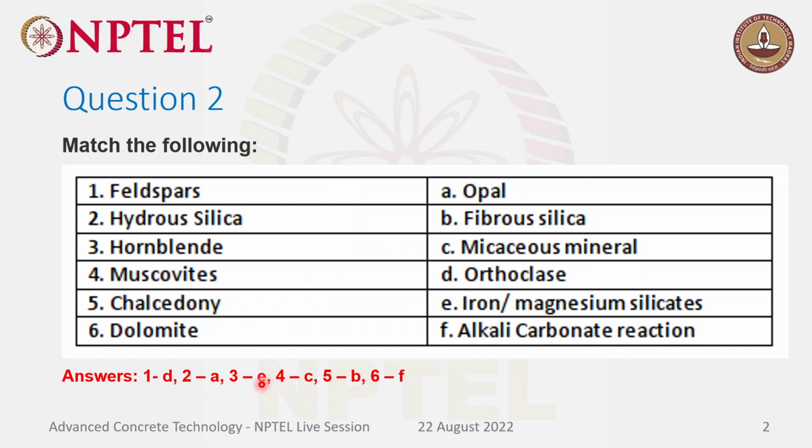So question 3, the correct option is option E. Hornblende is nothing but iron and magnesium silicates, and then 4 is C, because muscovite is a type of micaceous mineral. And then 5 I've already told, and dolomite is nothing but calcium carbonate type of mineral, so it will be subjected to alkali carbonate reaction. Okay, so this is the right answer.